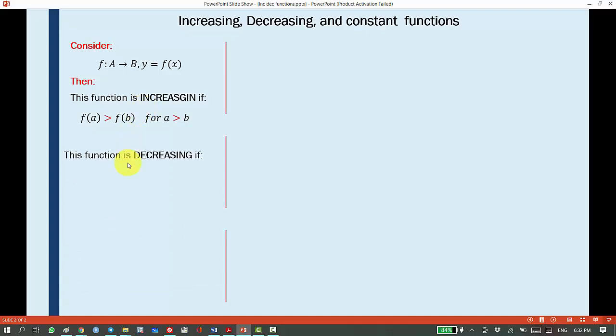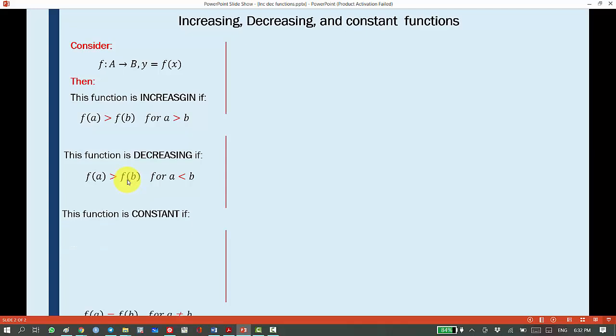The function is decreasing if f of a is bigger than f of b for a less than b. Here we can see that the direction of inequality is changed. We choose two numbers a and b such that a is less than b, but we find that f of a is bigger than f of b. Such a function is decreasing.